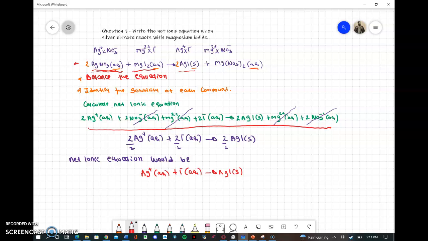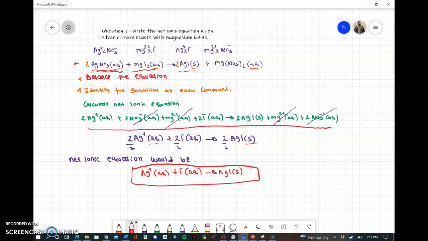So when we cancel out this nitrate by nitrate and magnesium by magnesium, we'll get silver that's aqueous, and we'll get 2 iodide with a negative charge, and silver iodide that's solid. Now we just have to divide by 2 because we have 2 everywhere, and we'll get this equation right here for our net ionic equation.